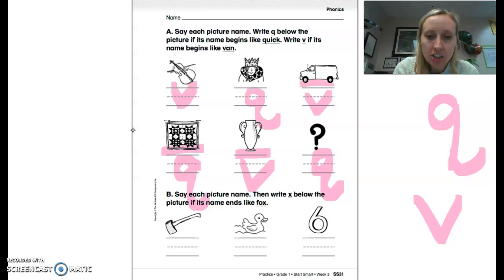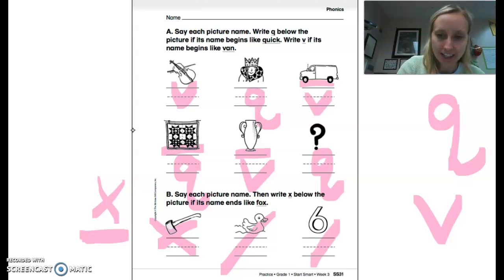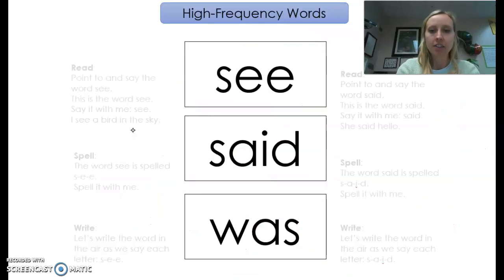Okay, say each letter name, say each picture, then write X below the picture if it ends in the same sound as fox. So this is axe. So think in your head, axe. Does that have an x at the end? It does. Duck. Duck. Does that have an x at the end? No, that has a k. Okay, last one here. Six. Six. It does.